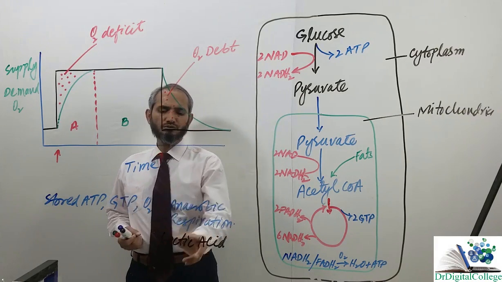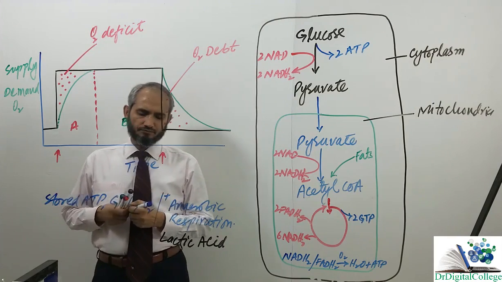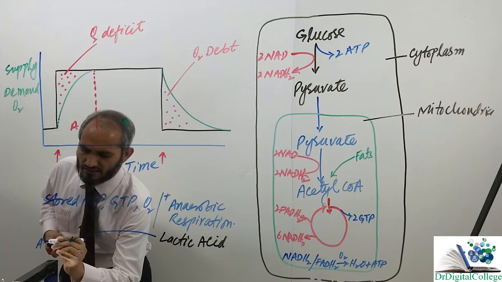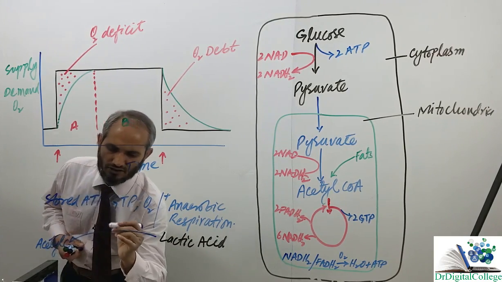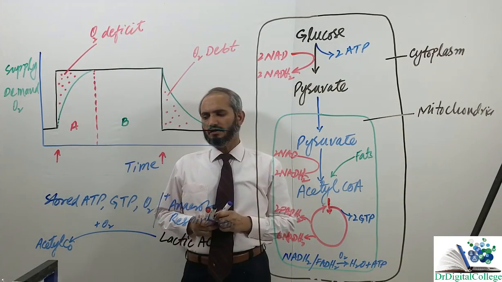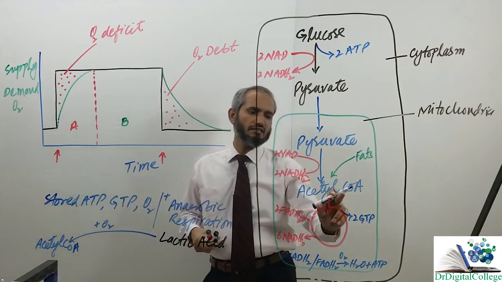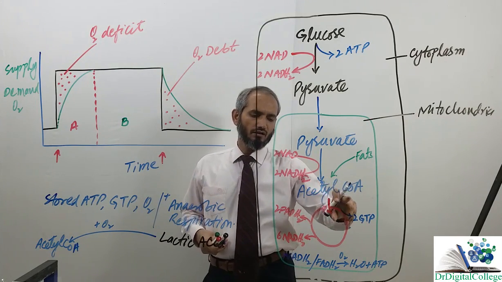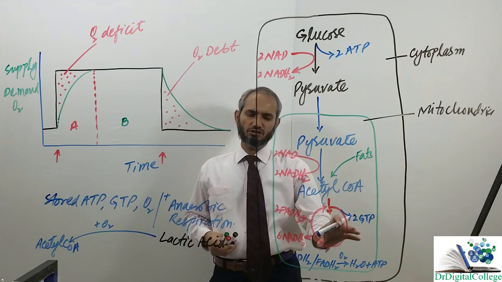Now, what happens to this lactic acid? Lactic acid is basically changed into acetyl coenzyme A if oxygen is available. When oxygen is available after exercise, it will be converted into acetyl coenzyme A. This is here acetyl coenzyme A. And you know that acetyl coenzyme A will come into the Krebs cycle and it will be oxidized.